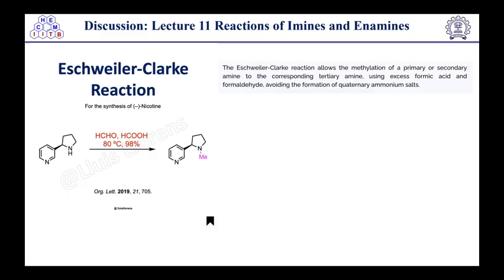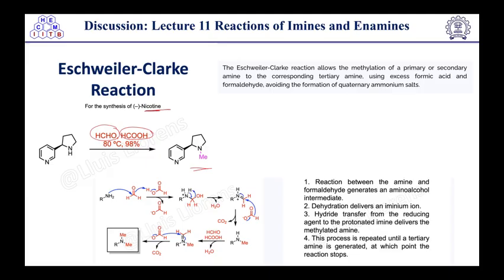The next topic is the Eschweiler-Clarke reaction. This is a name reaction for the synthesis of nicotine. Nicotine is present in tobacco, all of you know this. It is a natural product. Here we have formaldehyde and formic acid, heating at 80 degrees, and we get the product. We'll discuss the mechanism, how the reaction proceeds forward.